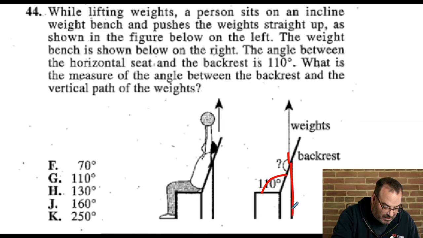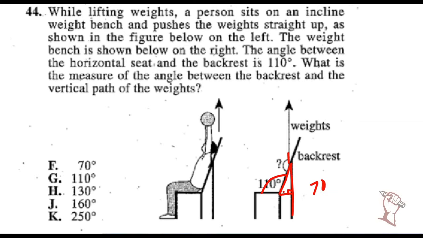Well, let's draw a right triangle. So this is 90 degrees. This bad boy is 110. 180 minus 110 is 70. And what do I need here? 20. So this is 160. There we go. It is a hard problem.